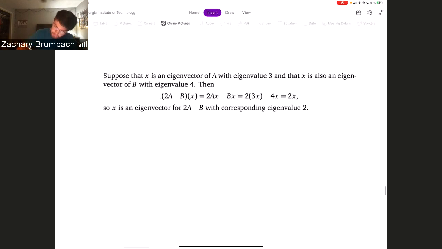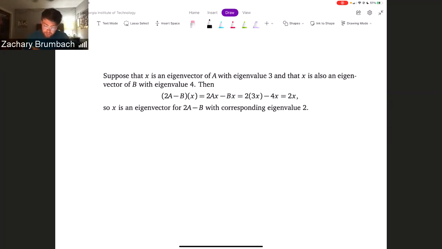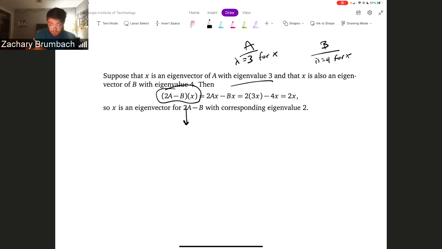Yeah, so here we're given that x is an eigenvector with lambda equals 3 for a, and lambda equals 4 for b. Here we're applying some operation, it's asking what this is. The way you find this is you distribute: 2a minus b times x equals 2a x minus b x. Oh, it's asking if it is an eigenvector.